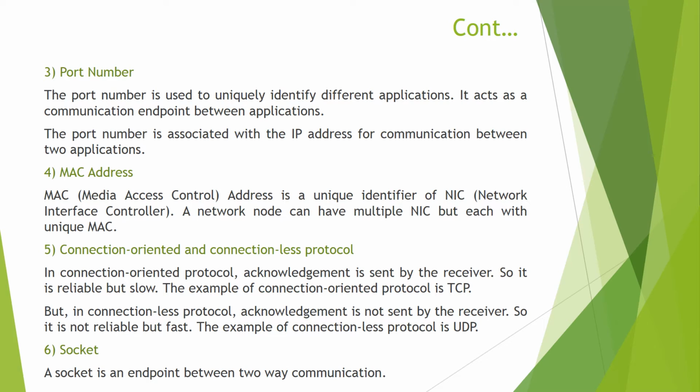Next is connection oriented and connectionless protocol. In a connection oriented protocol, the acknowledgement is sent by the receiver. So it is reliable but slow. An example of a connection oriented protocol is TCP. But in a connectionless protocol, the acknowledgement is not sent by the receiver. So it is not reliable but fast. An example of a connectionless protocol is UDP. Next is socket. A socket is an endpoint between two-way communication.